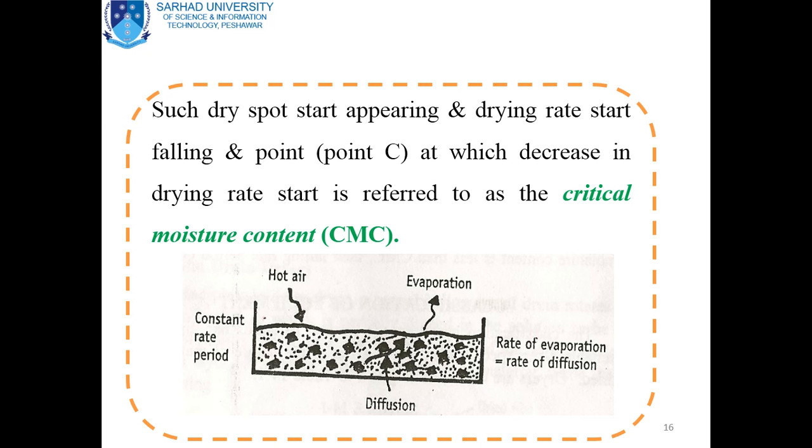One terminology, CMC, we also use for carboxymethyl cellulose. That is something else, that is one of the excipients. But regarding the drying process or the drying rate, the terminology CMC is used for critical moisture content.